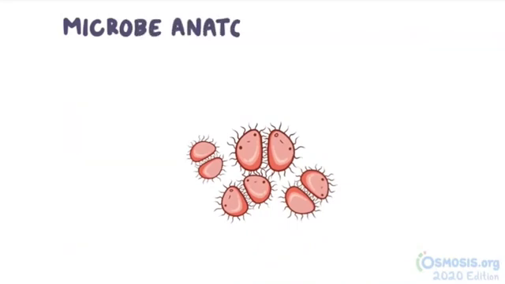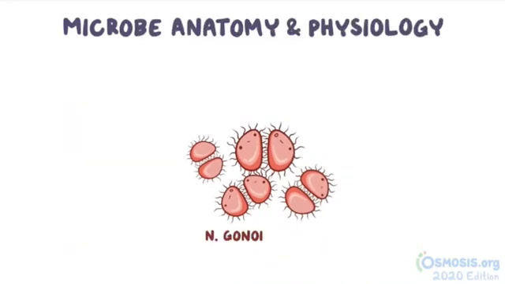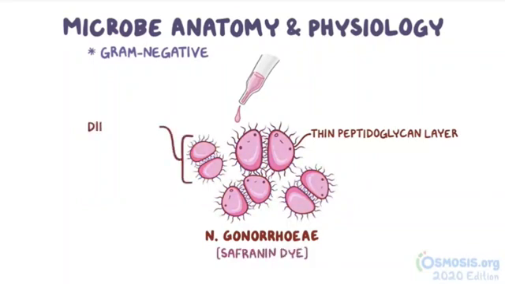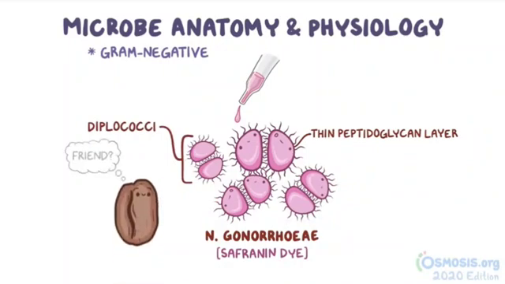Now, a little bit of microbe anatomy and physiology. N. gonorrheae is a gram-negative bacterium, because its cell wall has a thin peptidoglycan layer and so it doesn't retain purple dye used during gram staining. Instead, like any other gram-negative bacteria, N. gonorrheae stains pink with safranin dye.